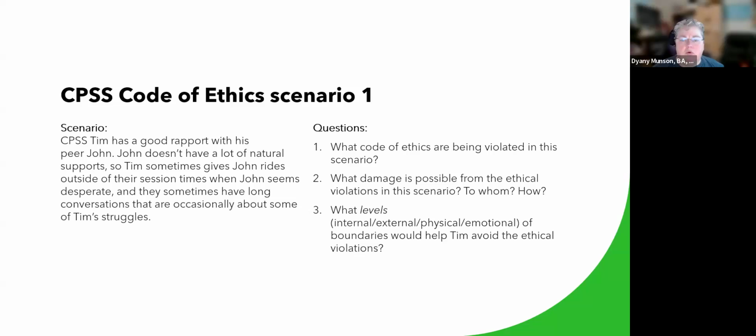So then what levels of boundaries, such as internal, external, physical, or emotional, would help Tim to avoid the ethical violations we see here?